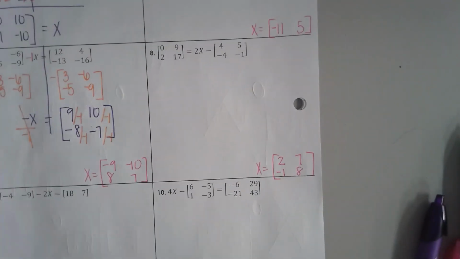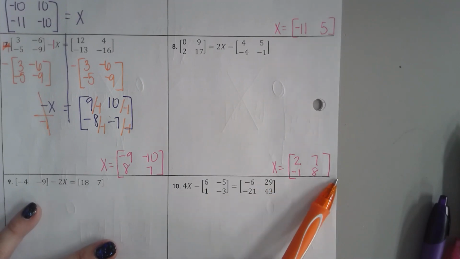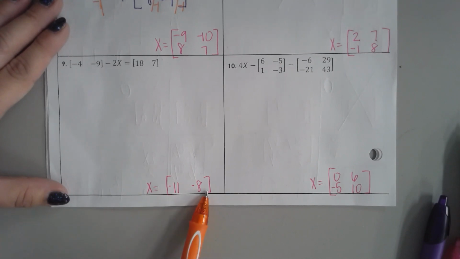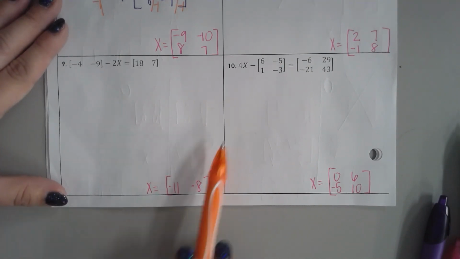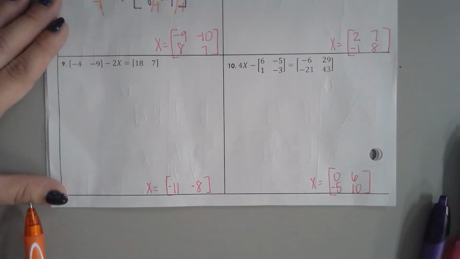All right, number 8, 2, 7, -1, 8. Number 9, -11, -8. And number 10, 0, 6, -5, 10.